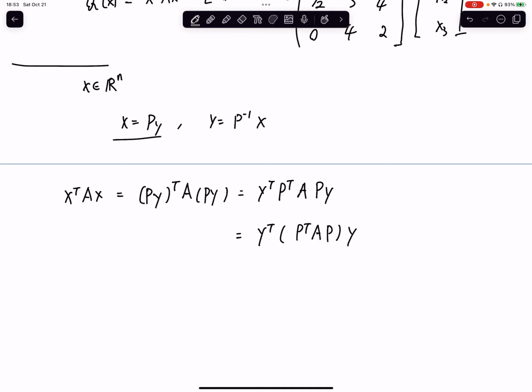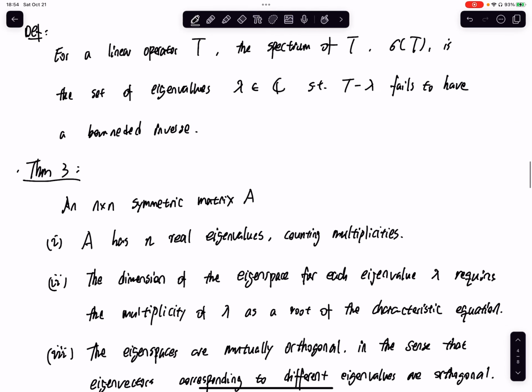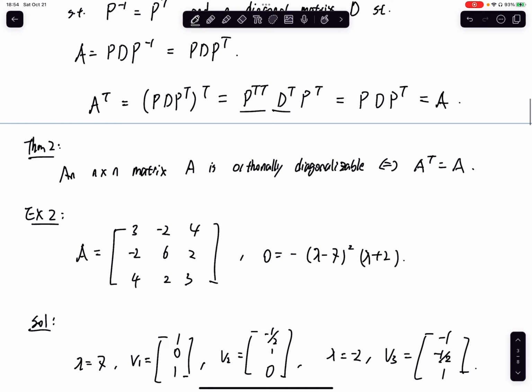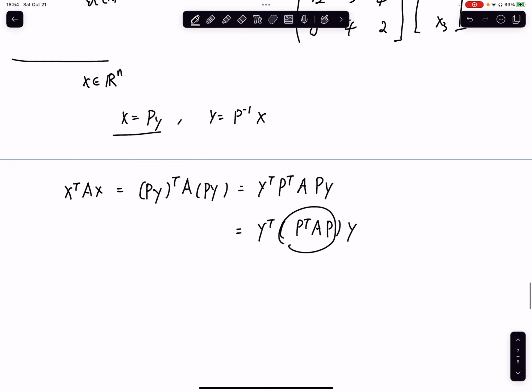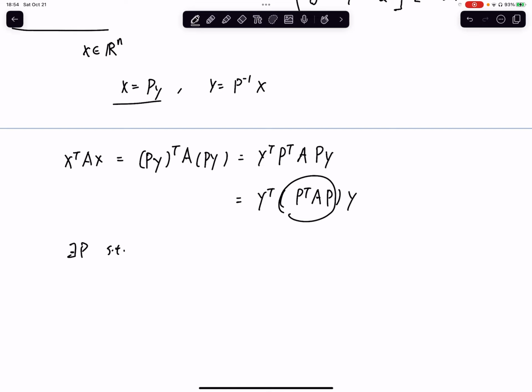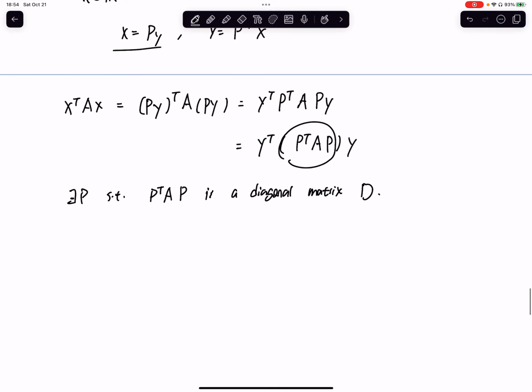So the new matrix of the quadratic form is P transpose A P, and since A is symmetric, by our previous result that every symmetric matrix is orthogonally diagonalizable, there exists an orthogonal matrix P such that P transpose AP is a diagonal matrix, namely D. So if we denote P transpose AP as D, we have it is just Y transpose DY.